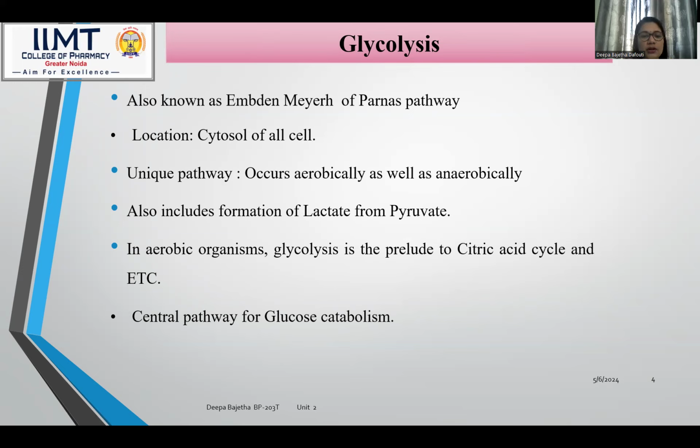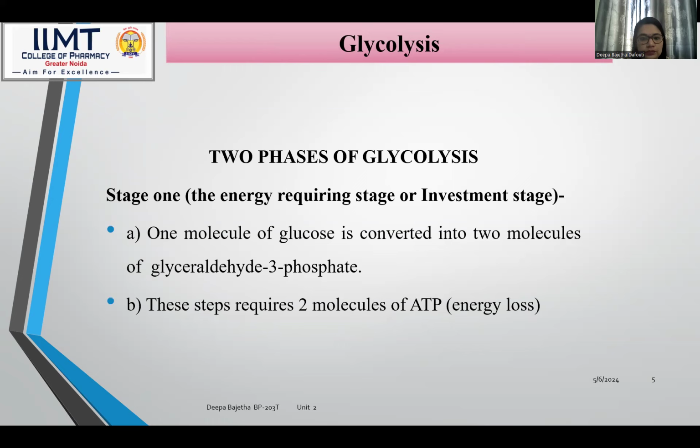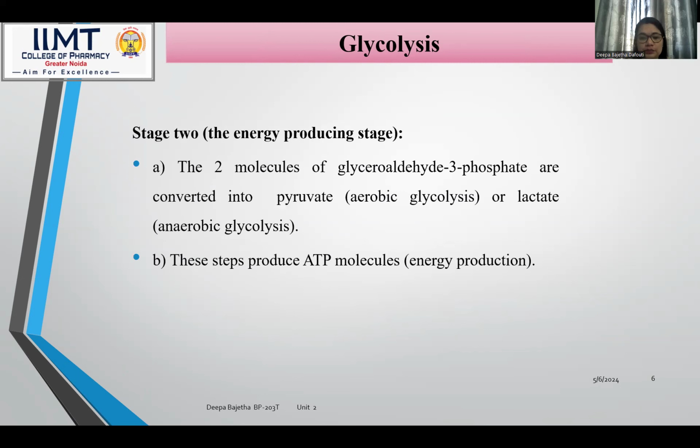In anaerobic organisms, glycolysis is the prelude to the citric acid cycle and electron transport chain. It is the central pathway for glucose catabolism. There are two phases of glycolysis. In the first phase, the energy requiring stage or investment stage, 1 molecule of glucose is converted into 2 molecules of glyceraldehyde 3-phosphate. This step requires 2 molecules of ATP.